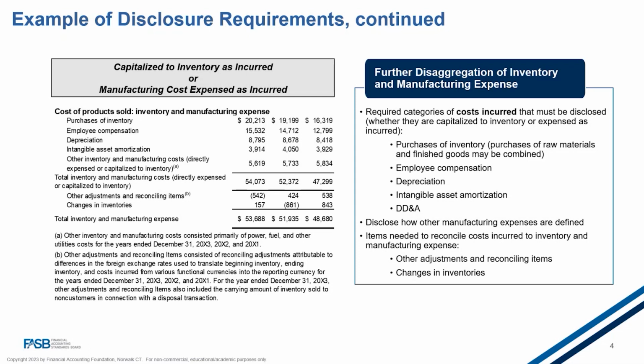Additionally, similar to the disclosure on the previous slide, there are likely to be other types of costs like freight and utilities that do not fit into any of the required categories for inventory and manufacturing expense. Those amounts may be included in other. Entities would be required to qualitatively describe what types of costs are included in other inventory and manufacturing costs as well as what types of items are included in other adjustments and reconciling items. These descriptions are shown as footnotes A and B to the table on this slide.